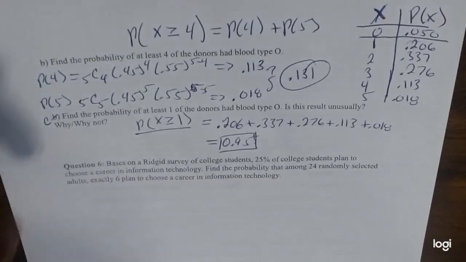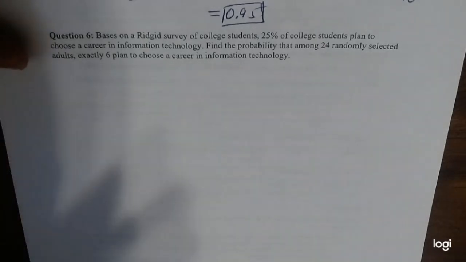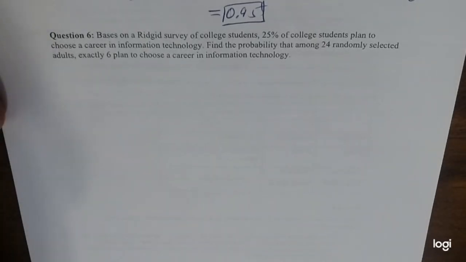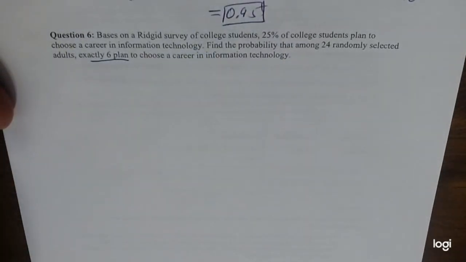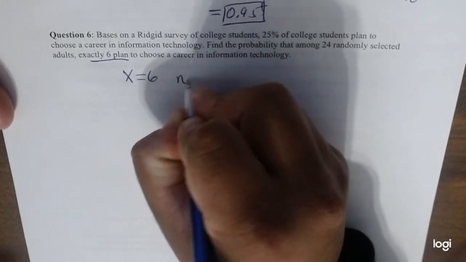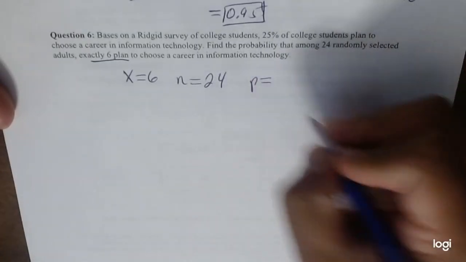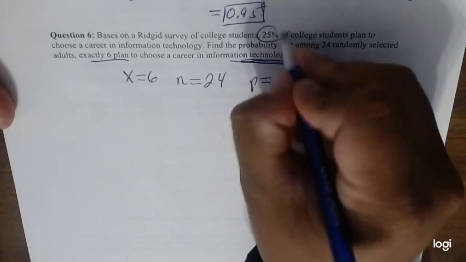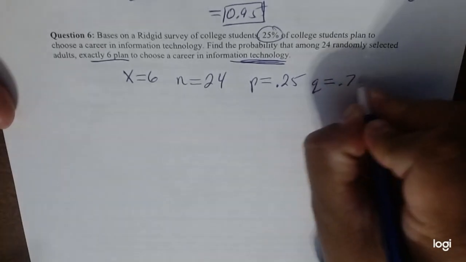All right, and then the last one, question 6. Based on a survey of college students, 25% of college students plan to choose a career in information technology. Find the probability that among 24 randomly selected adults, exactly 6 choose a career in information technology. So this one should be pretty straightforward, right? X equaling 6. N in this case is now 24, so much higher. Success, the probability of someone actually choosing a career in technology, is 0.25, and then Q is going to be 0.75.